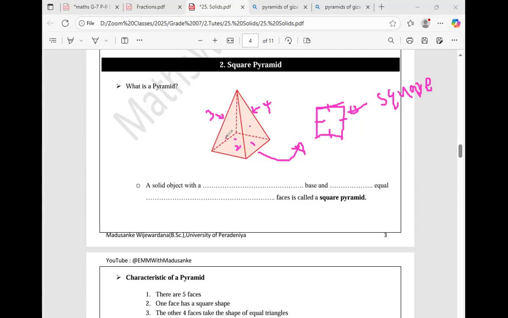It is two sides of this dashed line, right? This side. And for this side also there is a triangle, and for this side also you have a triangle. So this is called a pyramid. Here you have a solid object with a blank base, and right here you have another blank to fill up, and it is called a square pyramid.